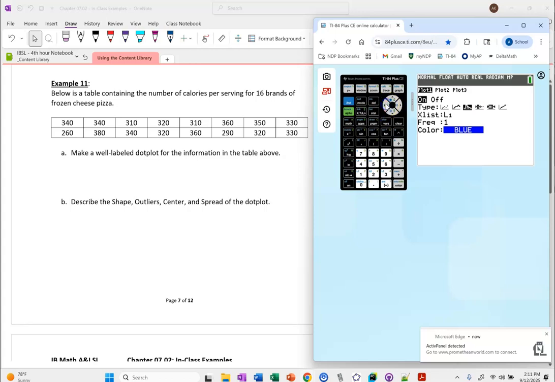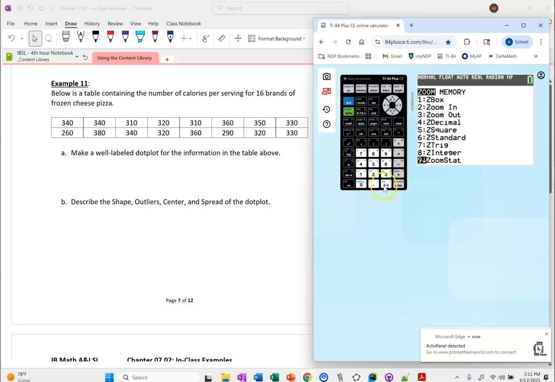Yeah. No, that's a scatter. So I guess the best we can do is use the histogram one, and we'll just kind of make it work. Okay, so I'm going to do that. And then to graph this, I'm going to press zoom and stat.